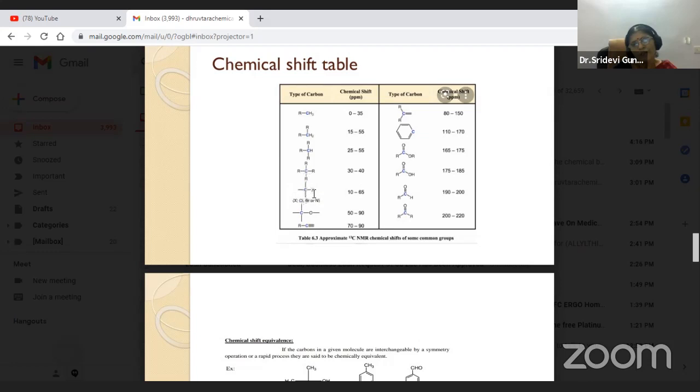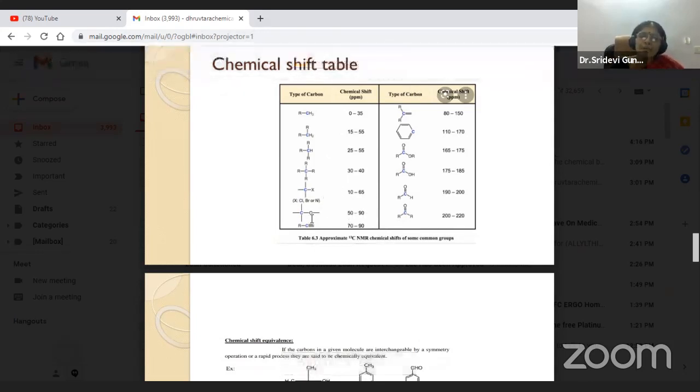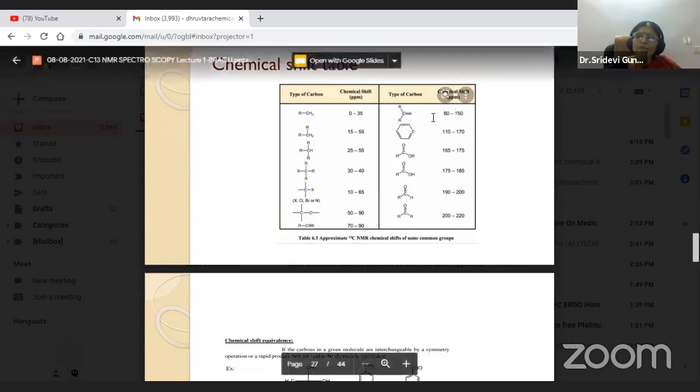A carbon with halogen or nitrogen attached appears between 10 and 65. It varies. For oxygen attached, it generally appears between 50 and 60, sometimes in rare cases up to 90. So 50 to 60 is normal, but up to 90 also, in some specific molecules you may come across. Alkynes are 70 to 90. Alkenes are 80 to 150. Actually it's around 120, but depending on the substitution it may vary between 80 and 150.